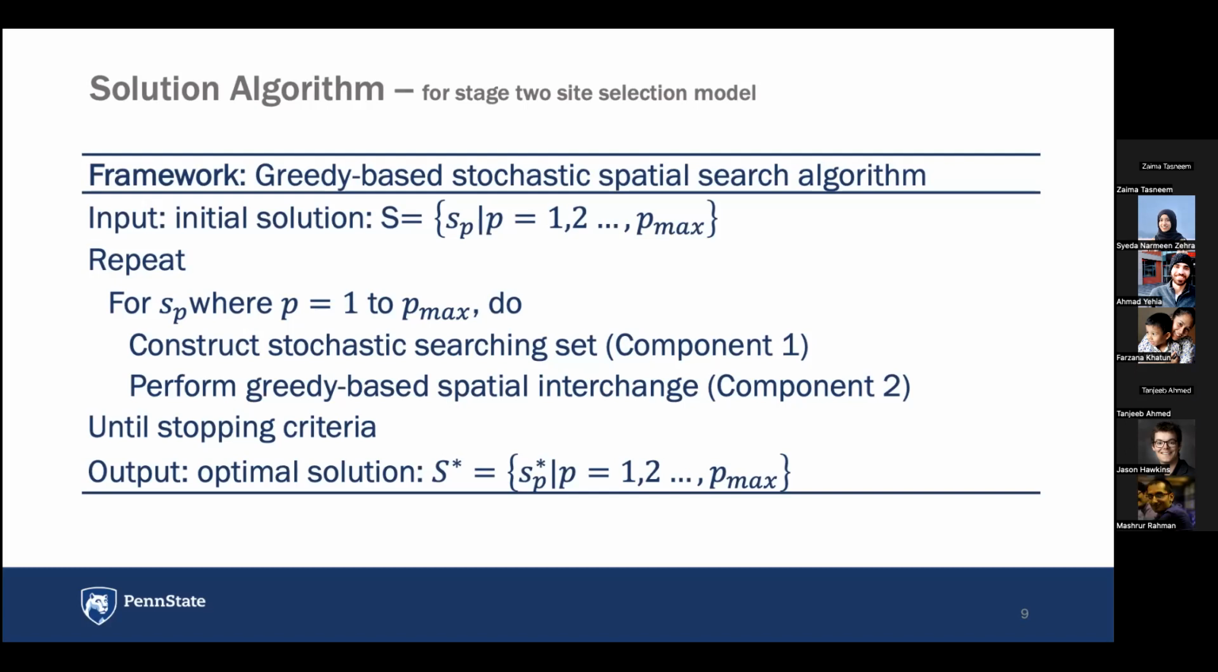So the basic idea is that starting from an initial solution set S, containing a number of P new charging stations, in each iteration, for a charging station SP in S, first construct a stochastic searching set for it, and then perform gradient-based spatial interchange to identify a candidate site with the highest charging demand improvement. This candidate site will be used to swap out the site SP, and finally iteratively repeat this process until the stopping criteria is satisfied.